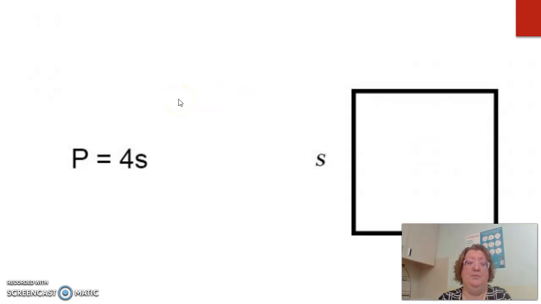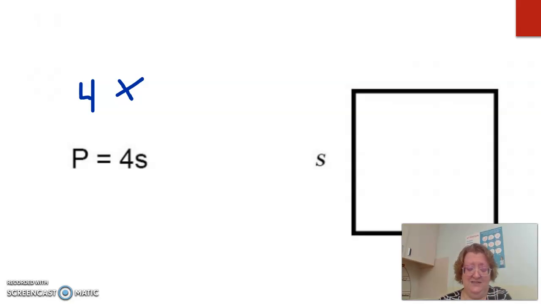We're looking at P equals 4S. Now, once again, tell me what it means when there is a number and a letter next to each other. What process are we going to perform? Correct. Multiplication would be our process. Now, how many sides does a square have? Let's count them. 1, 2, 3, 4. So our perimeter of a square would be 4 times S, and S equals the side.